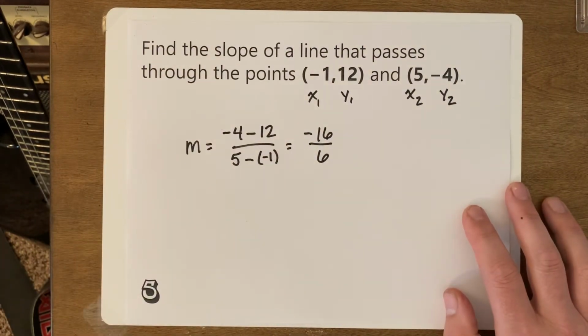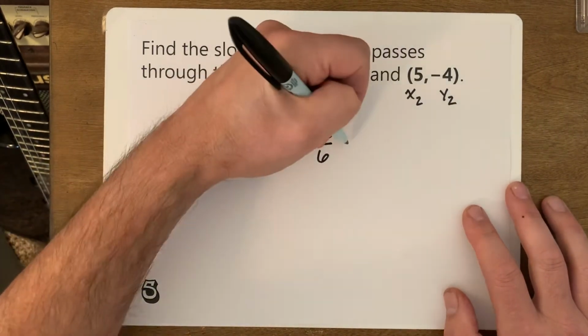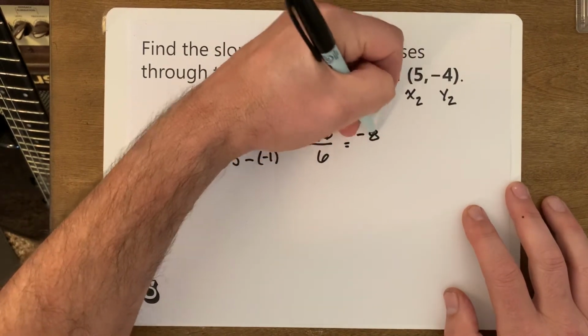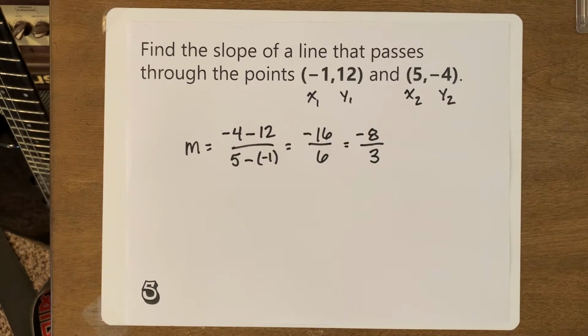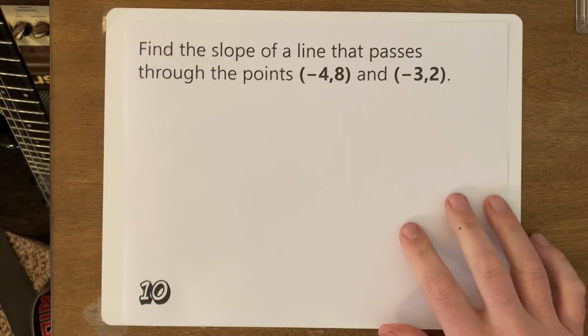Now that fraction I can reduce. I can divide those both by 2, and I can make that -8 over 3. And everybody's going to want you to do that, by the way. So don't ever leave a fraction unsimplified unless there's a really good reason for it. And that's it, -8/3. So that line is going to be going down from left to right because it's a negative slope. All right, let's check out this one.